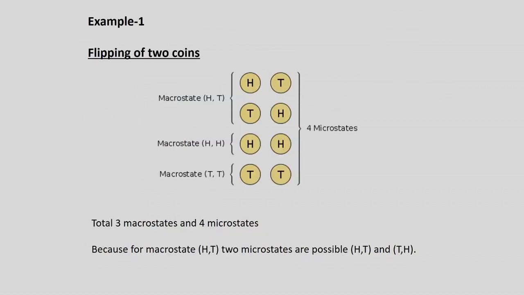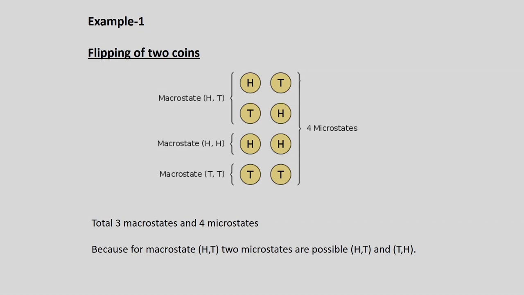Now we will consider two examples for better understanding of macrostate and microstates. Suppose we are flipping two coins. One possibility is the first coin comes with head and the second coin comes with tails. This is the first occurrence. Then the next occurrence is that for the first coin we get tails, and for the second coin we get heads. So for this macrostate, one head and one tail, we have two microstates: first head then tails, or tails then heads.